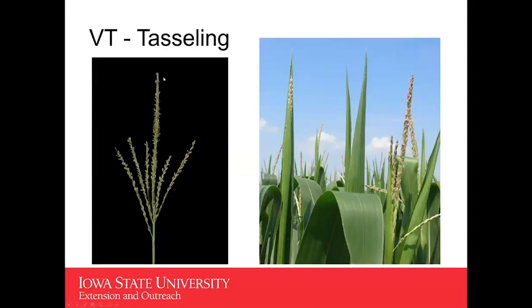The main tassel may be shedding pollen, but we're technically not at the VT or tasseling stage until the last tassel branch is fully visible. So in the picture on the right, most of those plants are not at the VT stage. They would be at the V17, V18, V19 growth stage, okay? That's a key distinguishing feature to look for when we get to the tasseling stage.